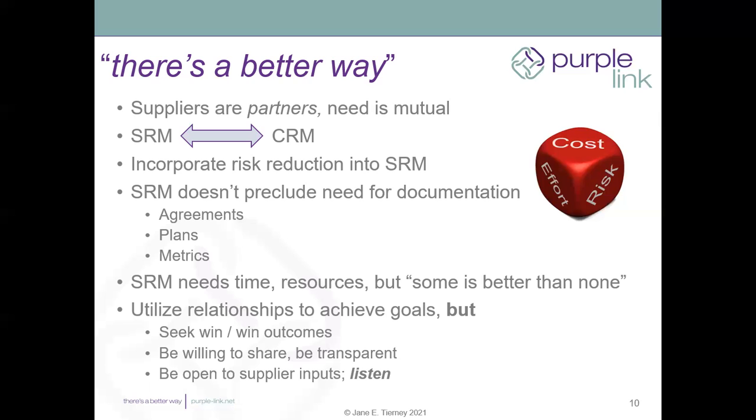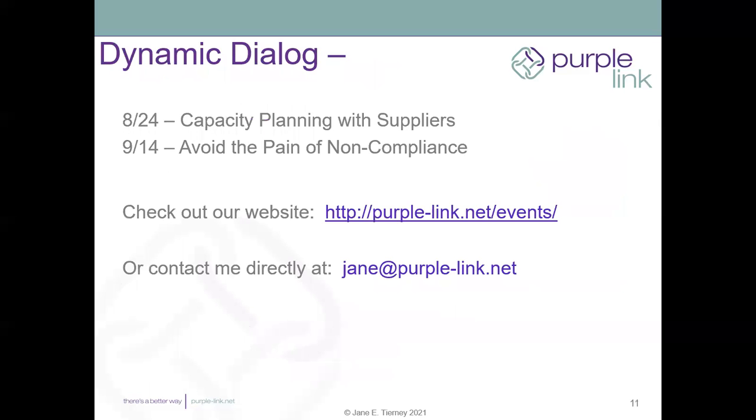You have to be willing to share and be transparent. You've got to be open to what your supplier's telling you that you're not doing so well, or that you're not doing at all, or that you're doing incorrectly, which means you have to listen. And that means not just one person, but your whole team listening to their team. Doesn't mean you have to acquiesce and do whatever they want, but it means you need to listen and look for mutually agreeable solutions. So that's what I have for dynamic dialogue today.